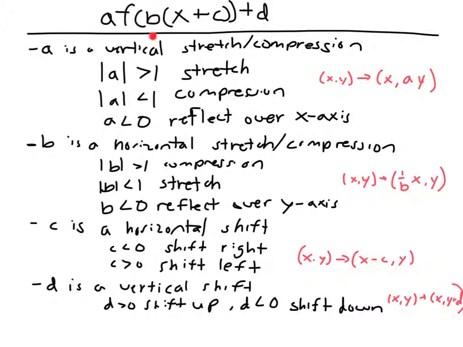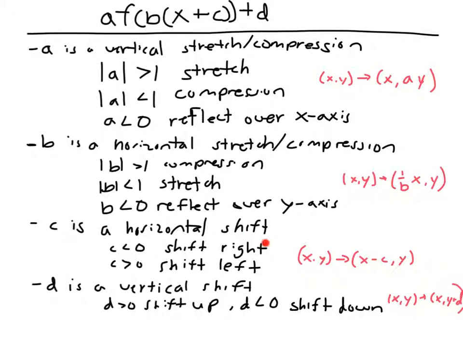Okay, and then B is the horizontal stretch or compression. If B is not a fraction, it's a compression. If B is a fraction, then it's a stretch. Okay, so notice that these two kind of did a switch. And then if B is negative, then you reflect over the y-axis. And this is how you get, from the x, y to the transformation. You multiply all the x's by 1 over b.